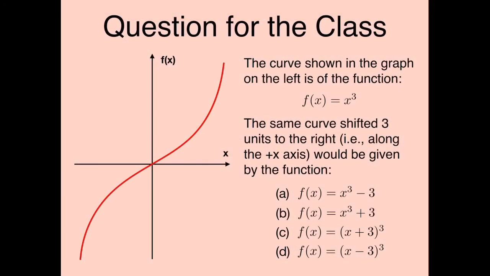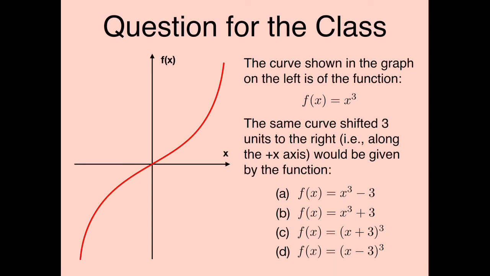Okay, so next I want to quiz you on something really quick that you should have seen in a math class at some point, which is how do you take a function and then shift it along one of the axes? How does that actually work? So the curve shown on this graph here is the function f of x is equal to x cubed. So that's just the function x cubed when we plot it out. So what if I wanted to show the same exact curve, but shifted 3 units to the right? So now it's over here somewhere. How would I do that?